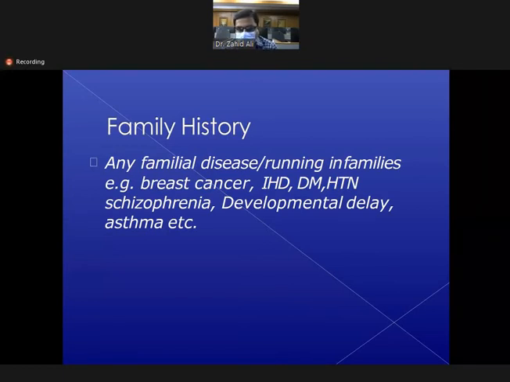Is there a disease that runs in the families? Is there any history of breast cancer, ischemic heart disease, diabetes mellitus, hypertension, schizophrenia, developmental delay, asthma? These should be elaborated, because this gives you some clue that in future one should be cautious about that. If the patient has asthma, then before going for surgery, the patient should be given bronchodilators. So this is very important from the surgical point of view.